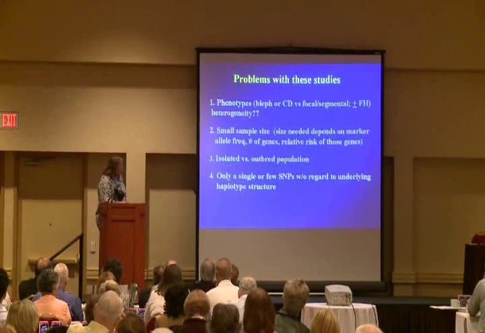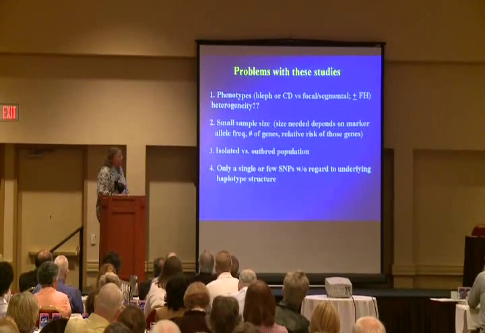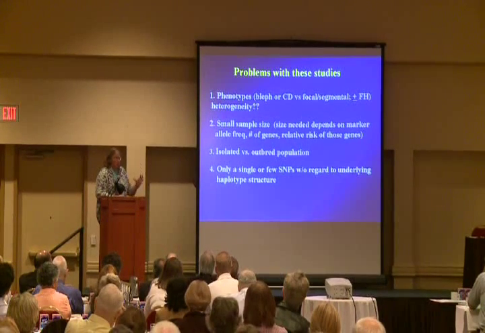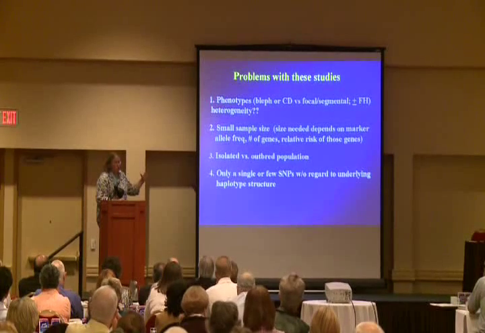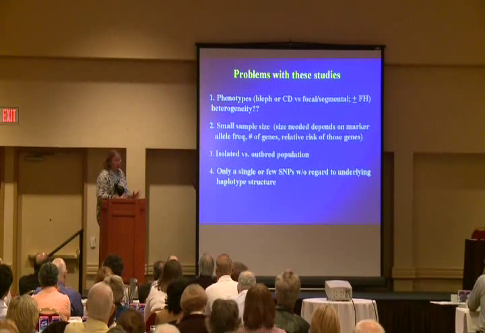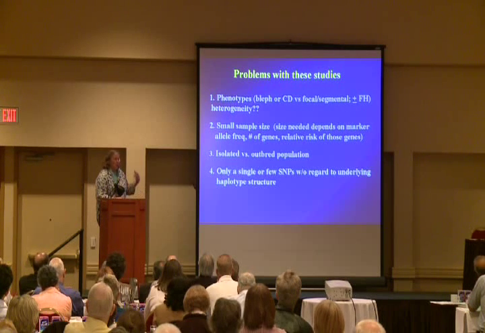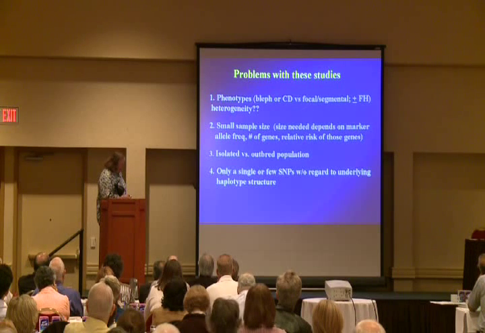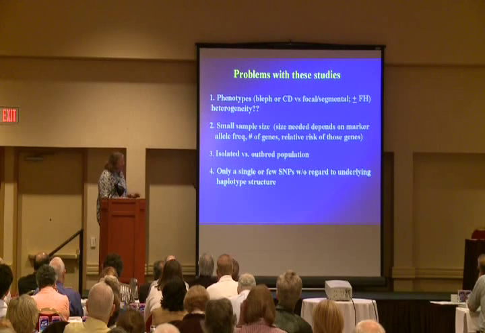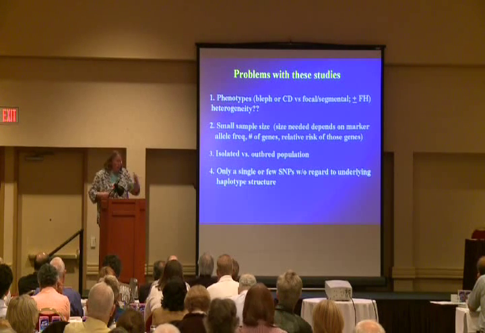And then we also have isolated populations versus outbred. So we have like the Icelandic population, which is relatively isolated. We have the northern German population, which may be slightly isolated. The Italian population versus the US population. And so is there a difference in genetic factors when you have an isolated population versus an outbred population? And lastly, we're only testing a few SNPs, and we're not looking at the whole gene in general. And so maybe we have to look across the whole gene.